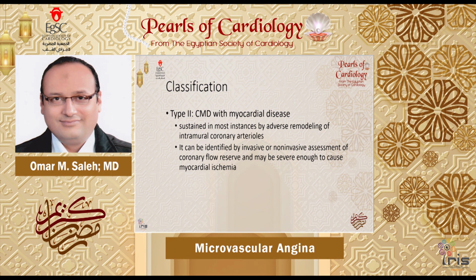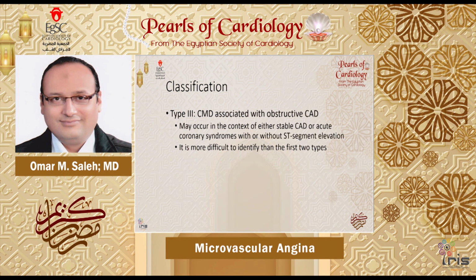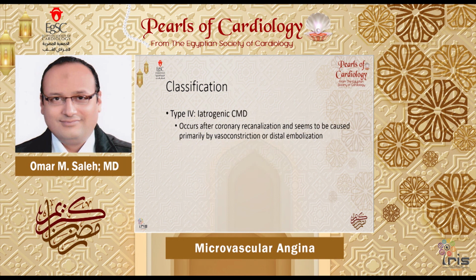Type 2 اللي هو myocardial disease is sustained in most instances by adverse remodeling of intramural coronary arterioles. Type 3 بيبقى occur in context of either stable coronary artery disease or acute coronary syndromes with or without ST segment elevation, and also is very difficult to identify than the first 2 types. Type 4, which is iatrogenic after coronary recanalization and seems to be caused by vasoconstriction or distal embolization زي ما احنا بنشوفه في بعض الناس اللي بيخشوا يعملوا primary PCI.